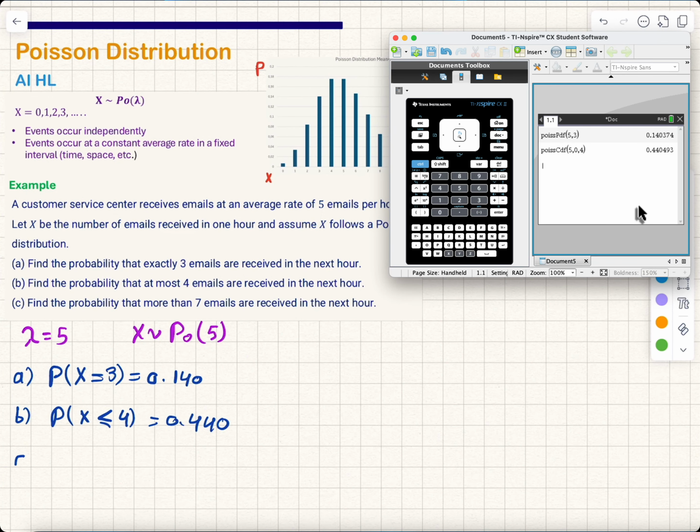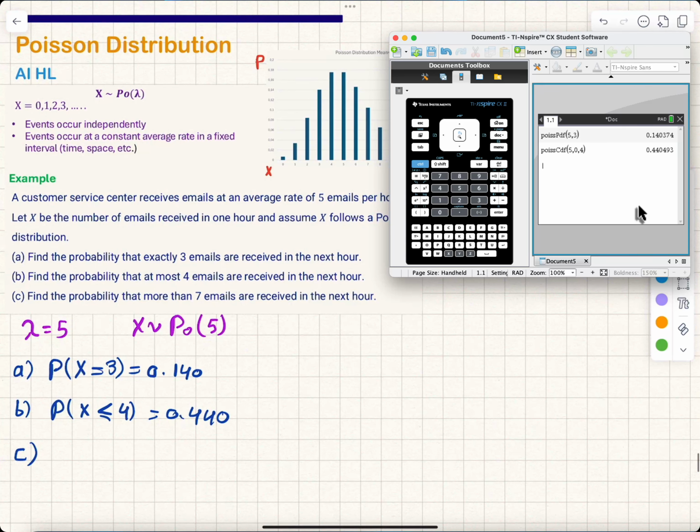Now here in question C. Question C is very important. Here, find the probability of receiving more than 7 emails. So here we have the probability of x more than 7, but not including 7 itself. When we say more than 7 emails, it means a minimum of 8 emails, 8 or more. So this is equivalent to saying that x will be greater than or equal to 8.